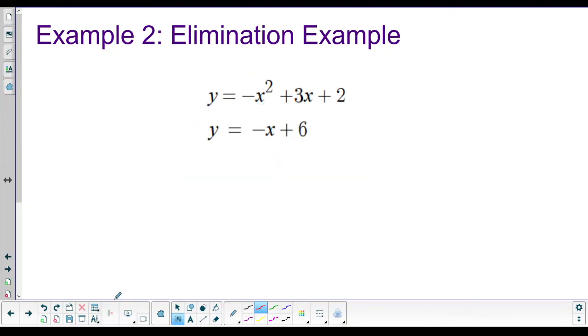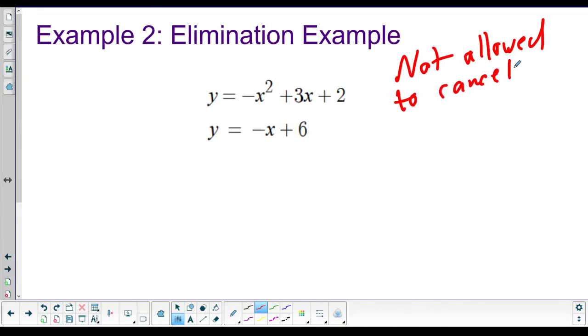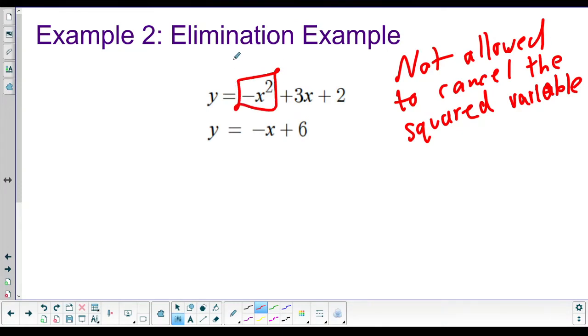You are not allowed to cancel the squared variable. You can't do it. It's impossible. If you try to, you're going to just frustrate yourself because this thing doesn't have a squared to cancel with, so you can't do it.